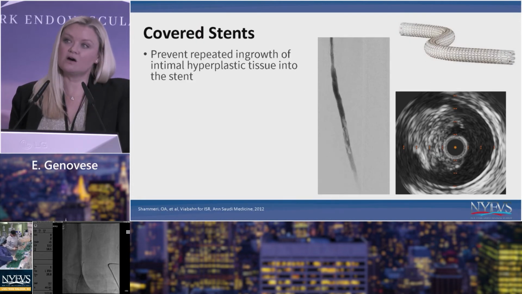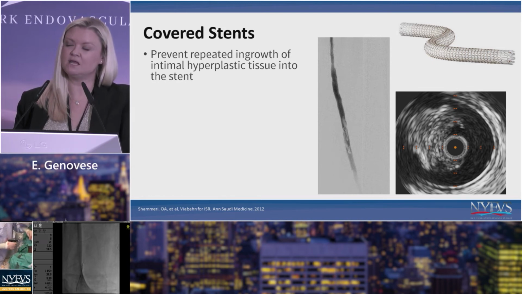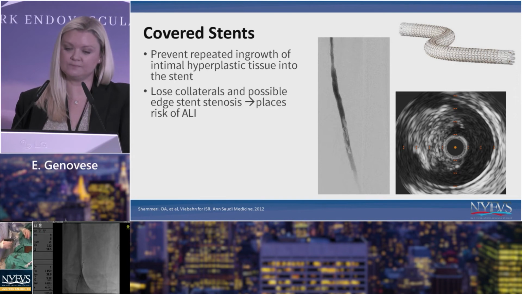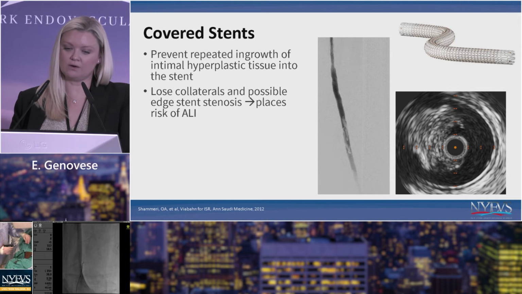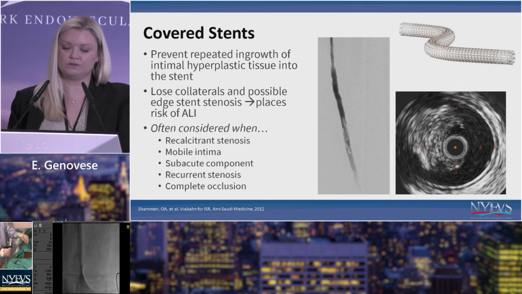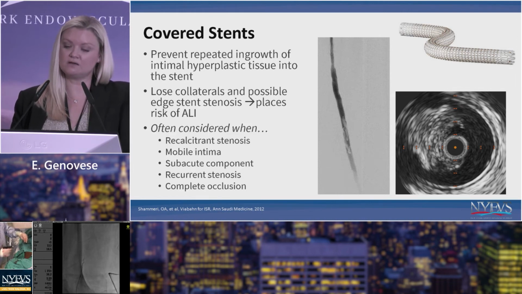In comparison, covered stents are a nice option. They prevent the repeat ingrowth of that intimal hyperplasia between the stent interstices into the stent. Although the problem with this is that you have to be aware you're going to lose your collaterals and possibly develop edge stent stenosis, which will place you at acute limb risk if this were to occlude in the future. This is more often considered in places where you have recalcitrant stenosis that has not been readily treated with other interventions.